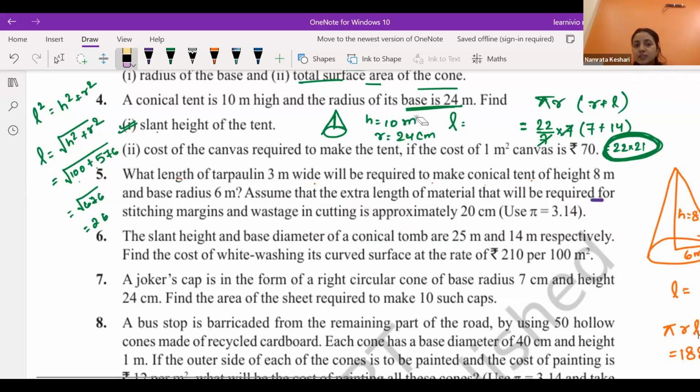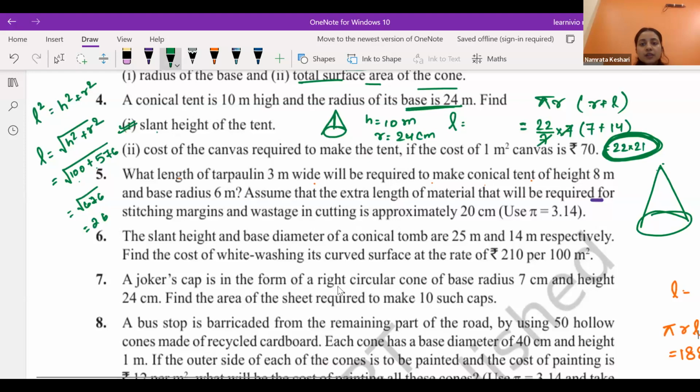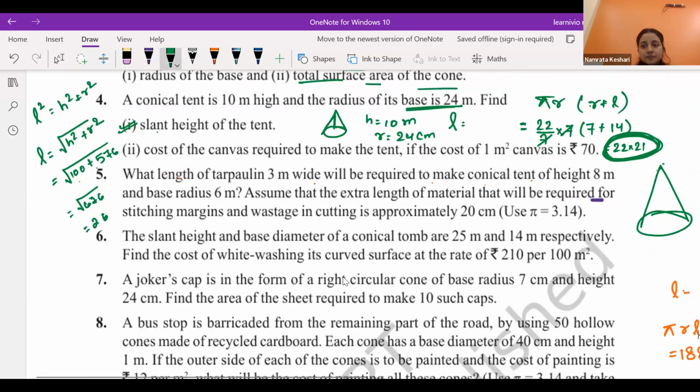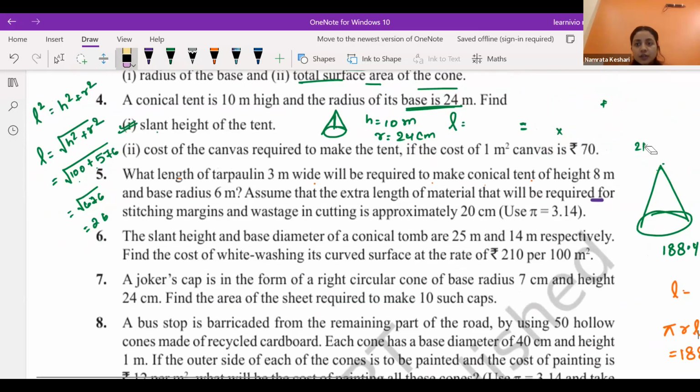Just a moment, everyone, please don't leave. Okay, yes, meter is there, centimeter is there. These units we have not taken carefully. Your curved surface area you have already found, that is 188.4, right? Yes, ma'am. Okay, we understand the area of the sheet must be equal to the area of the tent, right? Right, everyone? Yes, ma'am.